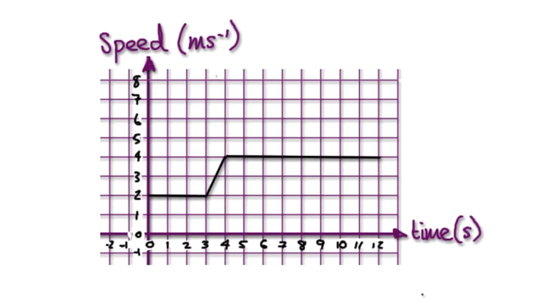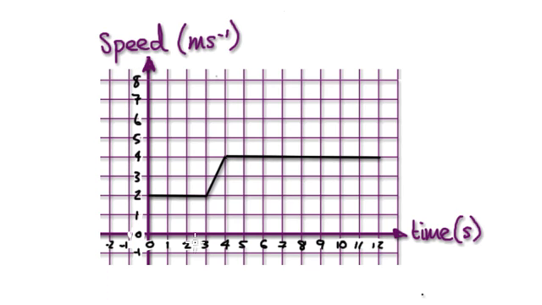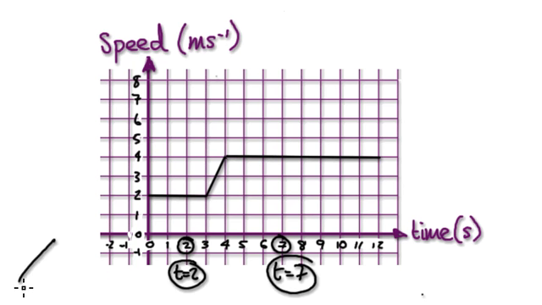Okay, let's give you guys some more practice. Let's just say you've been given a speed time graph for, let's say, a car. At time equals 2 and at time equals, let's just say, 7, which of these two times is the car going fastest? At time equals 2 or at time equals 7? Press pause and have a go.